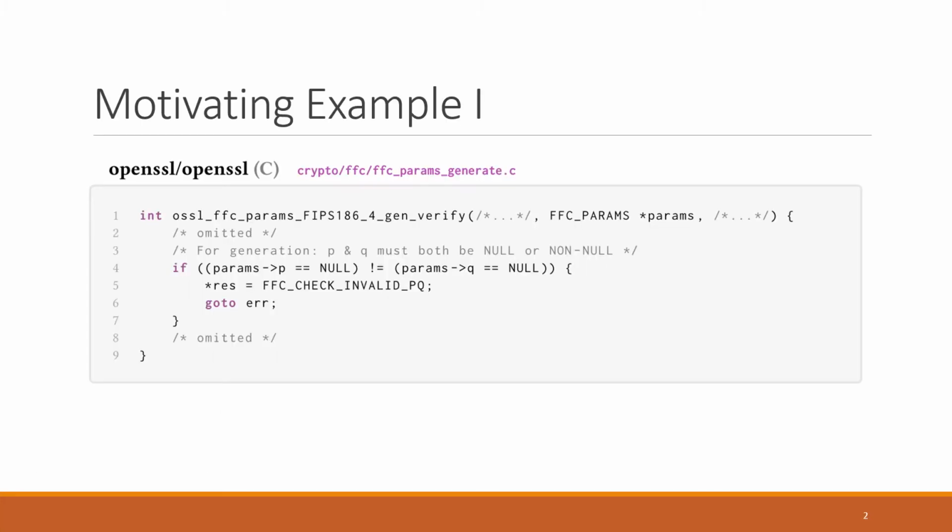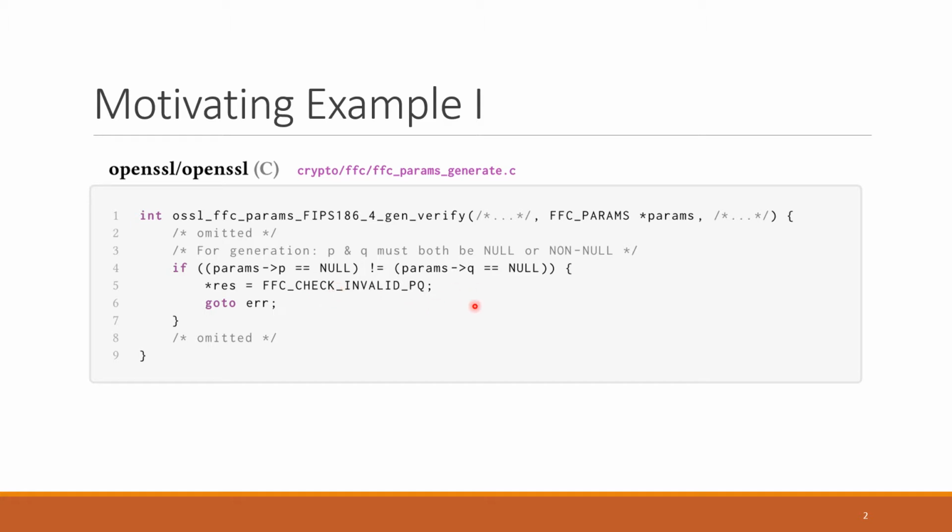Let's begin by looking at some motivation. Here's a program fragment from OpenSSL written in C. We can see a comment here that says for generation, P and Q must both be null or non-null. And then we see if that is not the case, some error handling code is triggered.